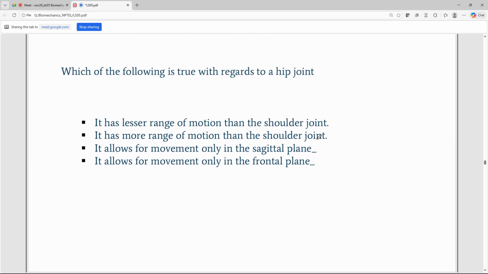Next question. Which of the following is true with regard to the hip joint? Options are option A, it has lesser range of motion than the shoulder joint. Option B, it has more range of motion than the shoulder joint. Option C, it allows for movement only in the sagittal plane. Option D, it allows for movement only in the frontal plane.